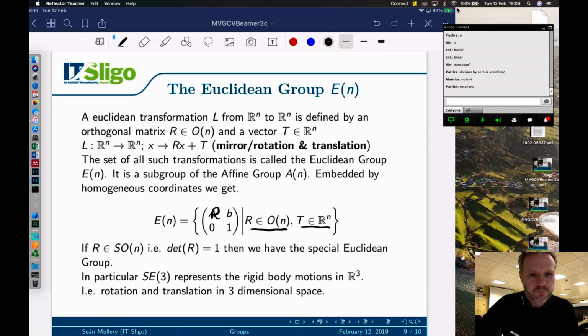So OR is in this SON, and of course if we're dealing in 3 dimensions, in SO3, and it has a determinant of +1. So this allows us to not just do rotations but do translations as well, and we would normally move that up into homogeneous coordinates here in order to do that. So in particular, SE3 represents the rigid body motions in R3, i.e. the rotation and translation in 3 dimensions. Okay, so this is the special Euclidean group.